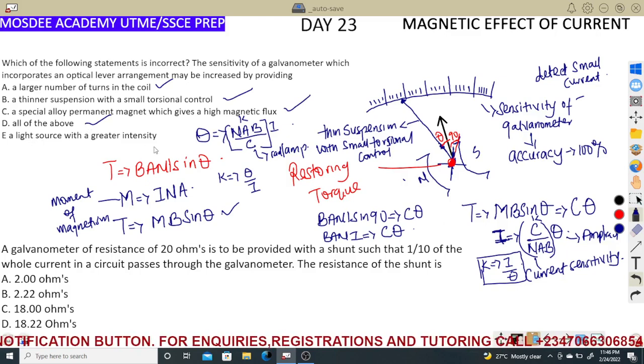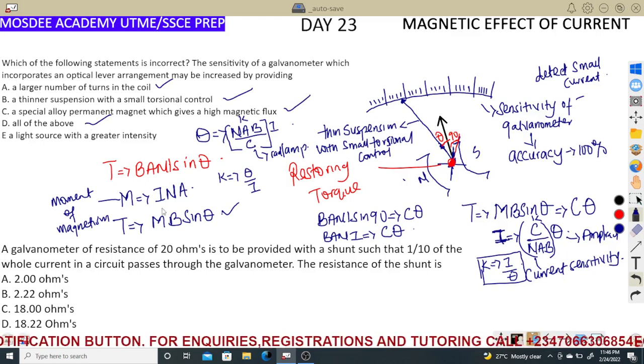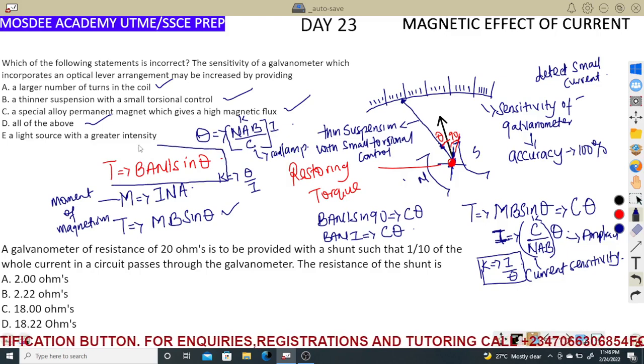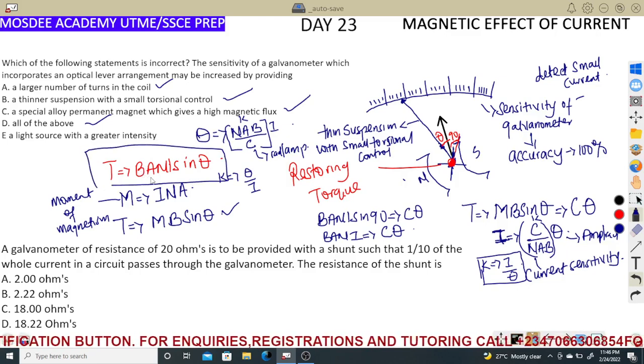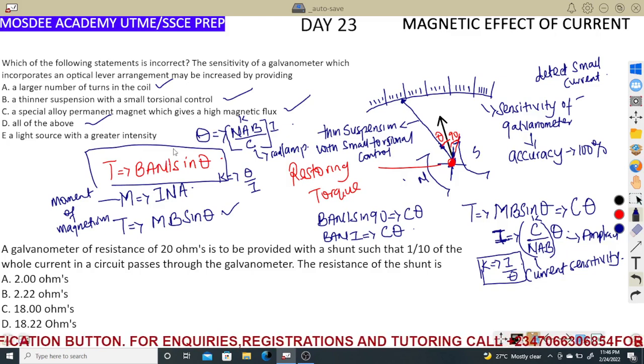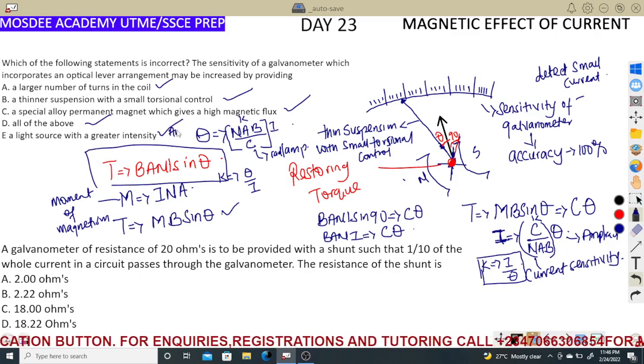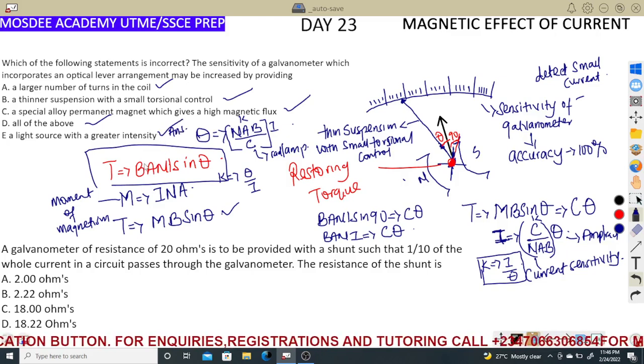A light source with greater intensity. It's very wrong because there's nothing like that. Out of all the factors I've given to you, I never talked about the intensity of light. So keep that at the back of your mind. The intensity of light does not have an effect on how sensitive a galvanometer can detect small current. So the answer to this is E, and this is the answer we are going to pick for this question.